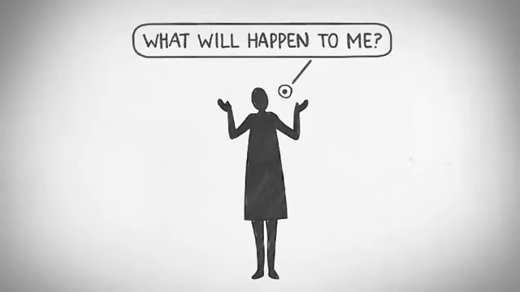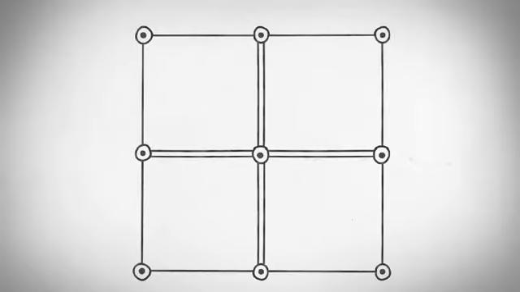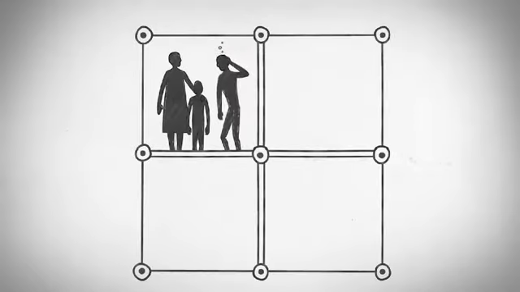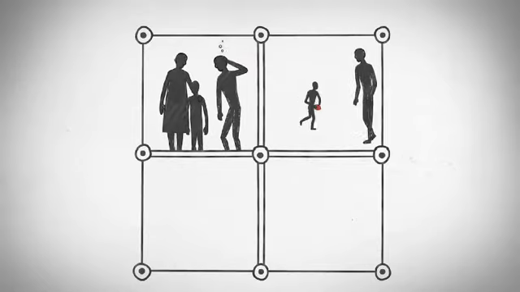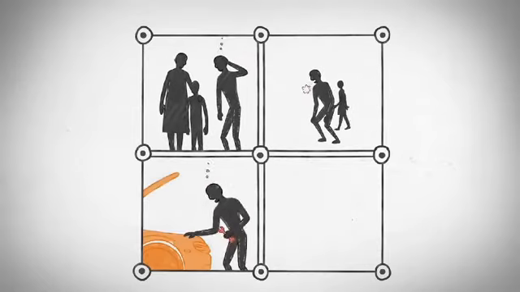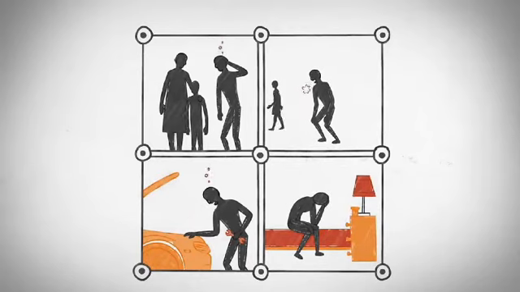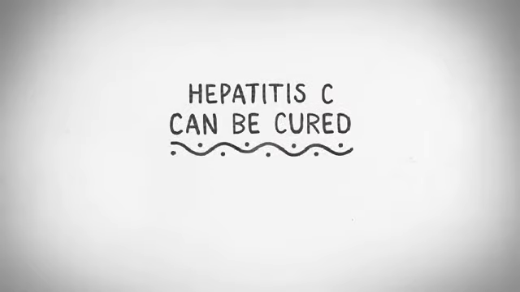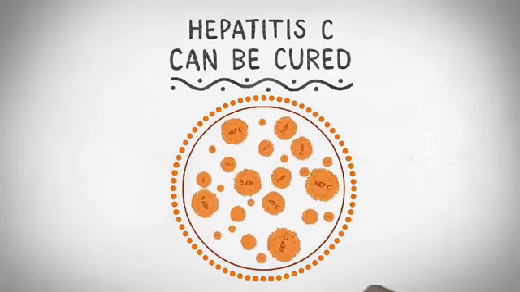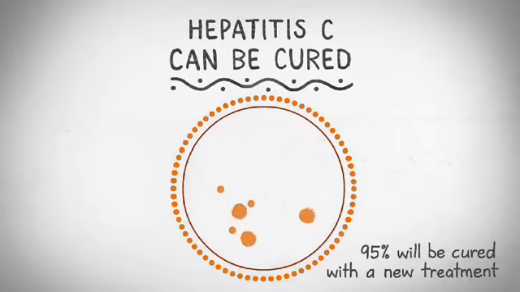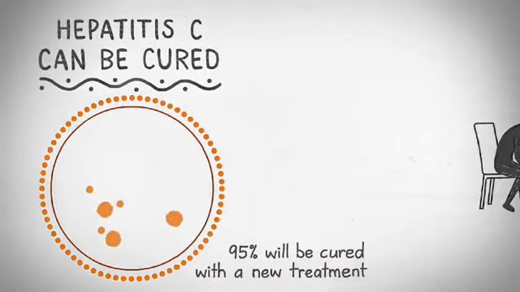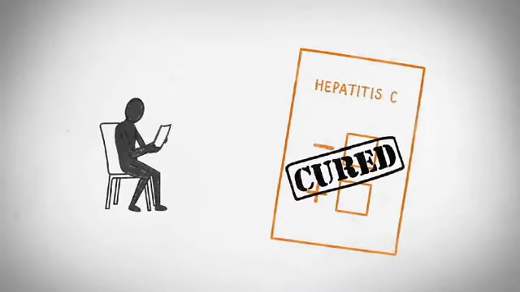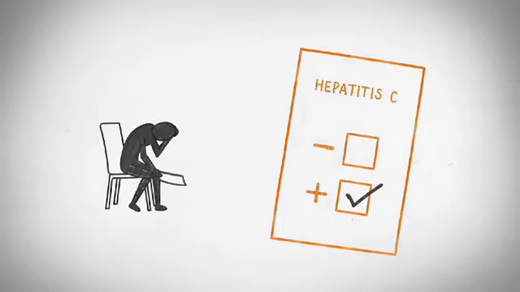So what will happen to me? Most people living with hepatitis C don't feel sick for a long time, but slowly, over many years, they may get tired, run down, and unwell. This can make life a lot harder to live, and sometimes is very serious, even deadly. The good news is there's now a very effective cure that you can get from your doctor. There are new treatments to cure hepatitis C, and around 95% of people on treatment will be cured. Just be aware, even if you clear it or it's cured, you can still get it again.